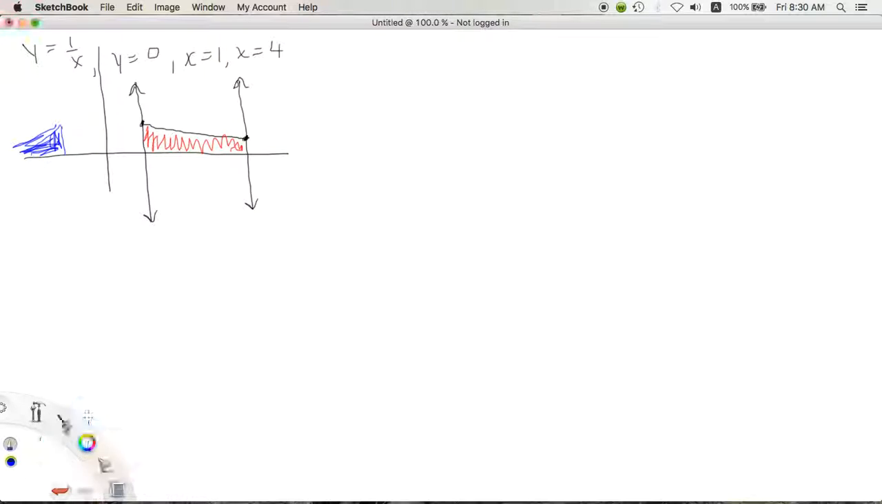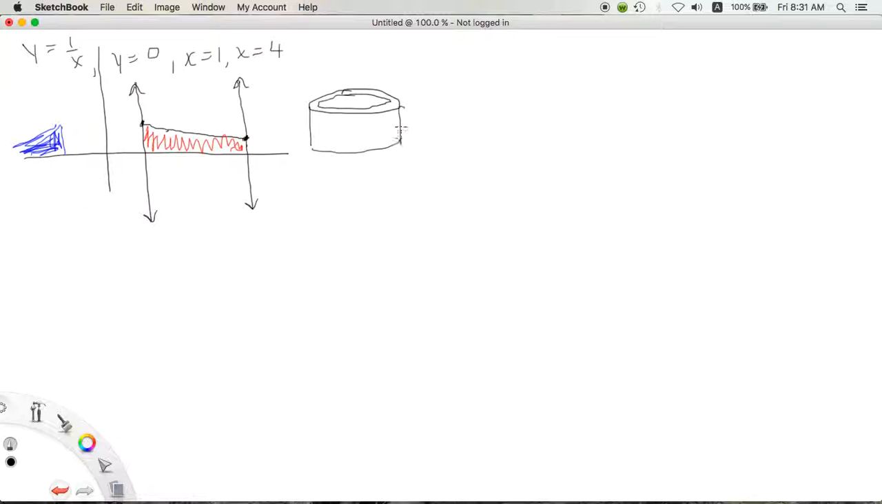Now, you might say to yourself, well, I could do that with washers. Well, you could do that with washers, but then if you look, your outer radius up here hits the function, but when you get down here, you'd have to change to a different outer radius. But if we use shells, we don't have that problem.